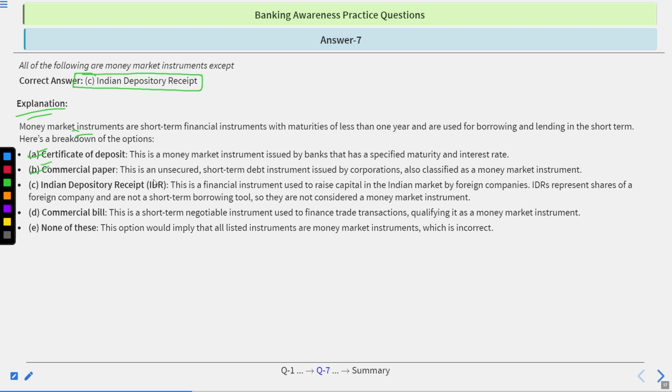Commercial paper. It is an unsecured short-term debt instrument issued by corporations, also classified as a money market instrument. Indian depository receipt is a financial instrument used to raise capital in the Indian market by foreign companies, represents shares of a foreign company and is not a short-term borrowing tool, so it is not considered a money market instrument. Commercial bill is a short-term negotiable instrument used to finance trade transactions, qualifying it as a money market instrument. None of these will be automatically incorrect if any option of them is correct.